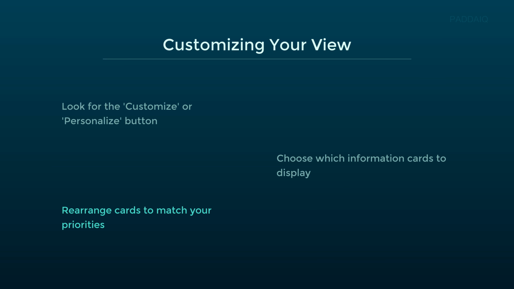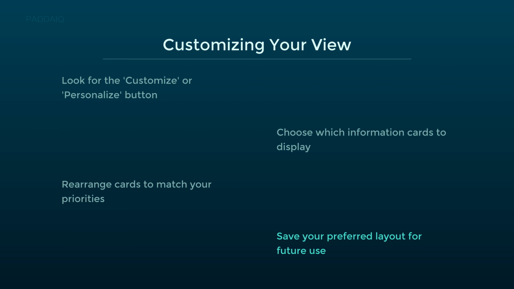Rearrange cards to match your priorities. This means you can drag and drop cards on your screen to place the most important information where you see it first. For example, if sales data is crucial, move that card to the top of your view. Organizing your dashboard this way helps you focus on what matters most to you.